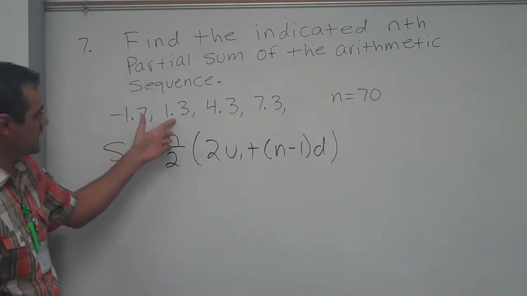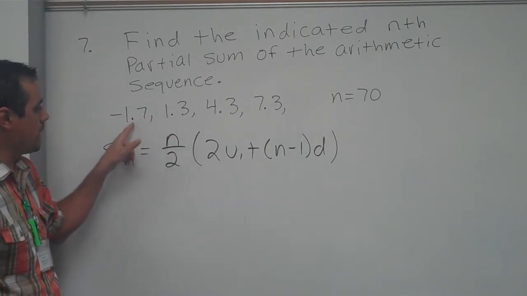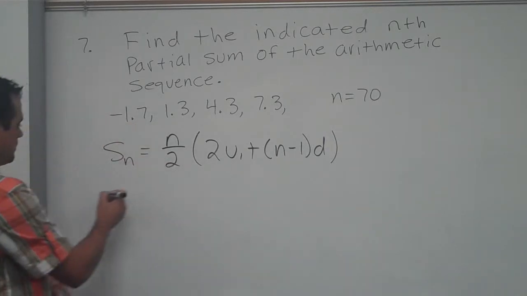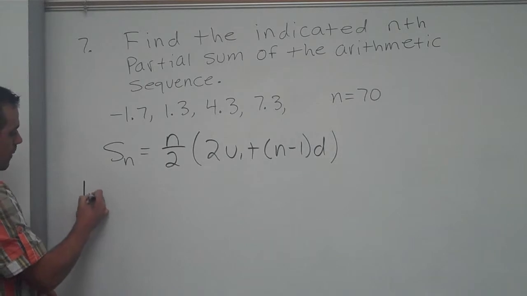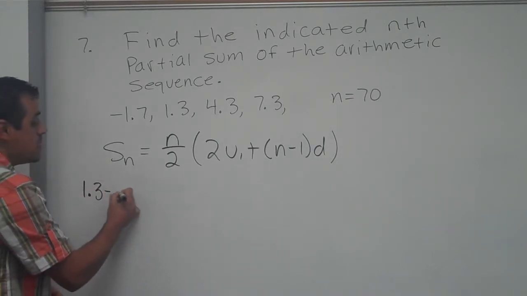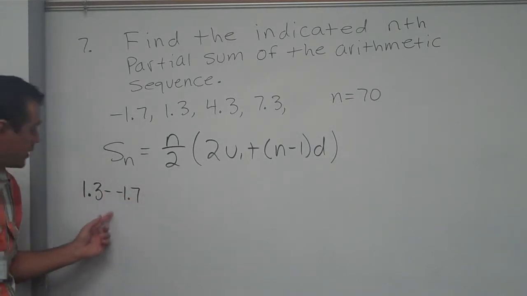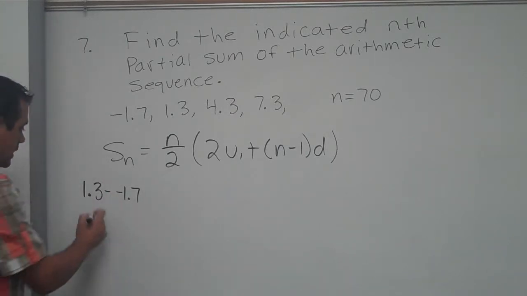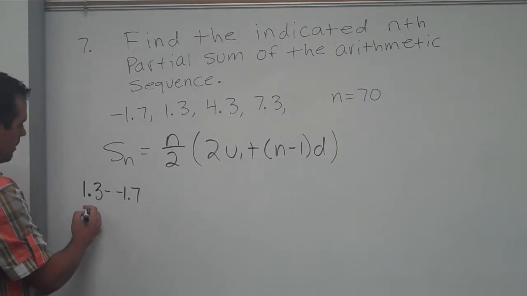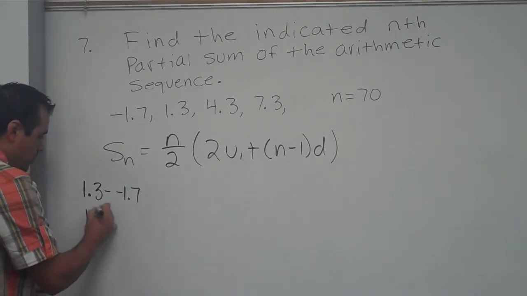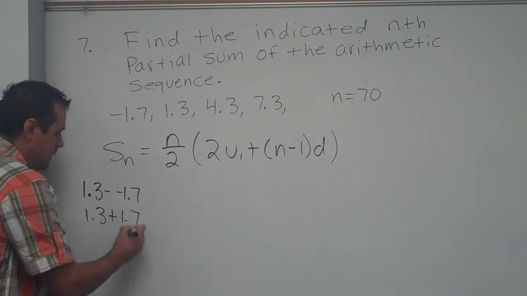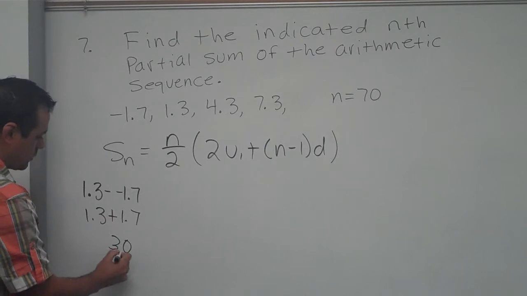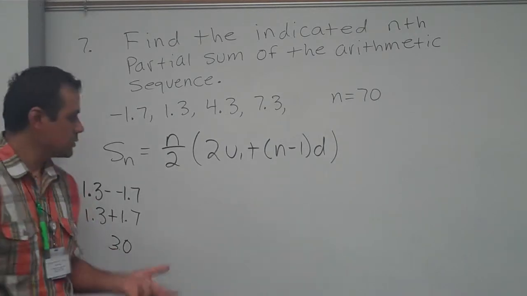For example, in this case, you can subtract 1.3 minus negative 1.7. Be very careful because this is a double negative, which means it's going to turn into a positive. So the common difference is going to be 1.3 plus 1.7, which ends up being 3.0, which is 3. So d is 3.